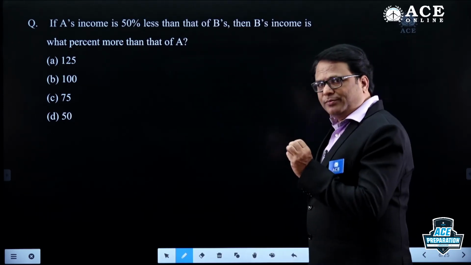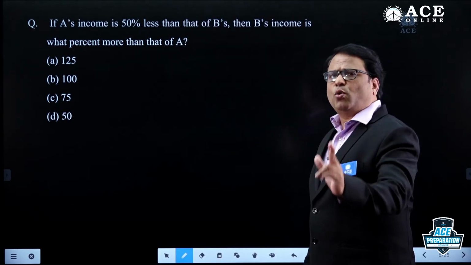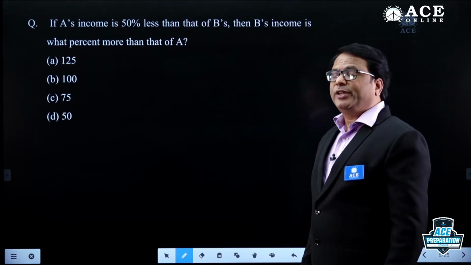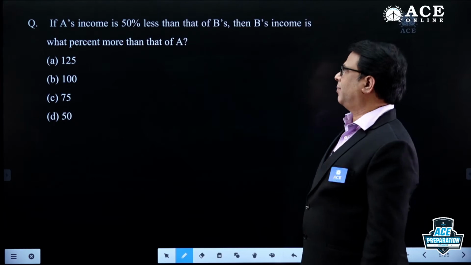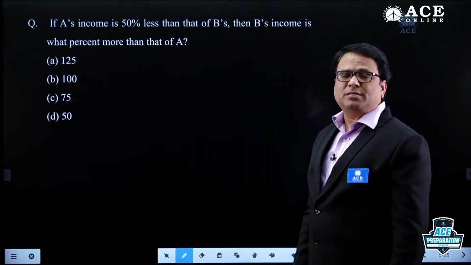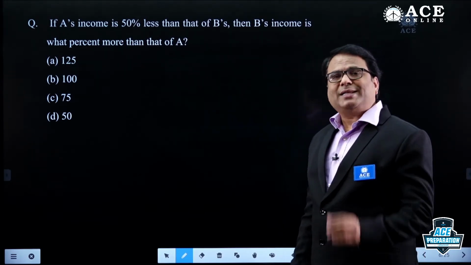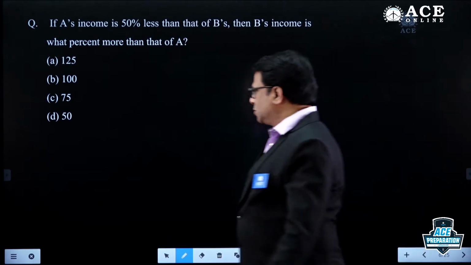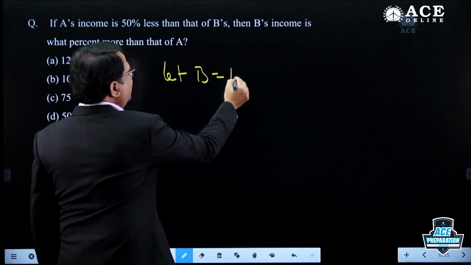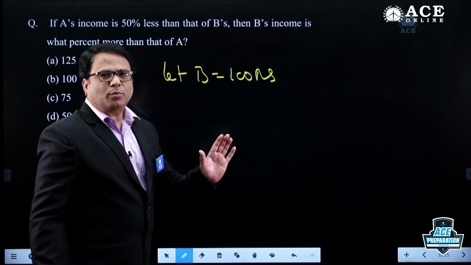Now in this problem, actual values are not given. Data is given only in percentages. Actual figures are not given. So we need to go for assumptions. Now, A's income is 50% less than that of B. That means unless you know B's income, you cannot write A's income. So I start with B's income. So let B equal to 100 rupees. B means B's income. You need to understand. Okay. So let B's income be 100 rupees.